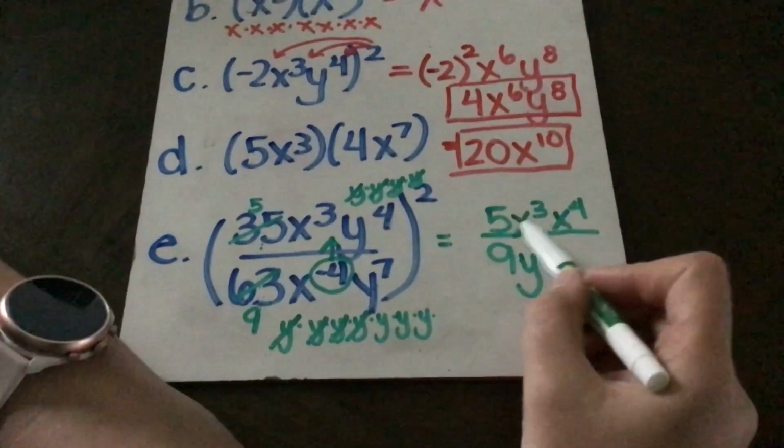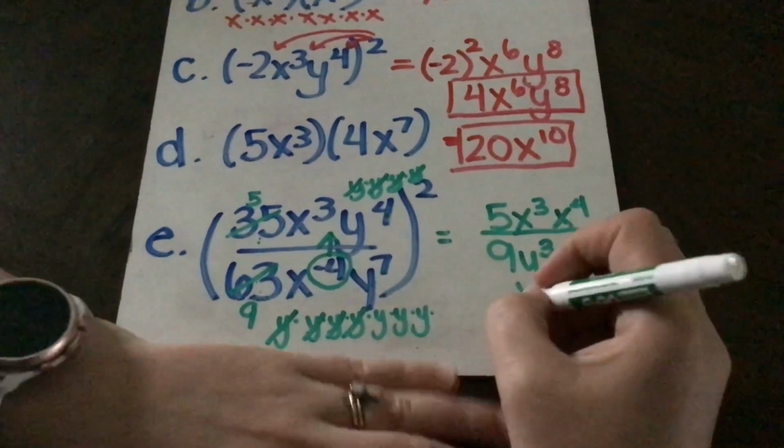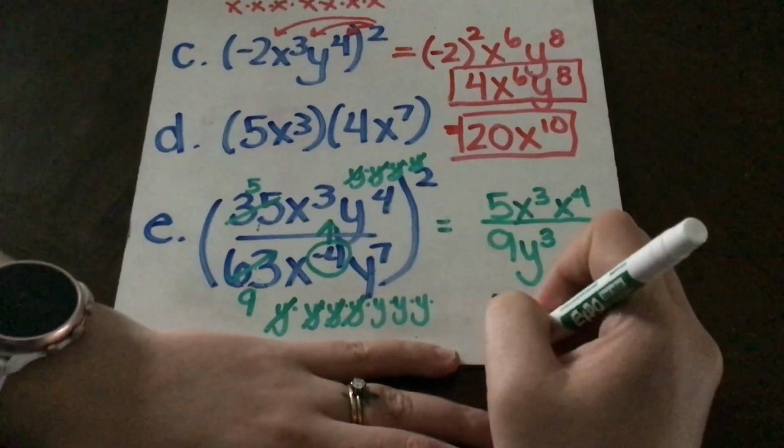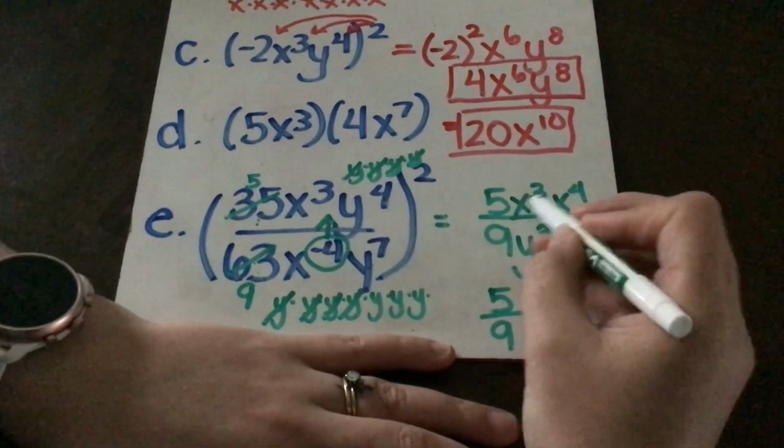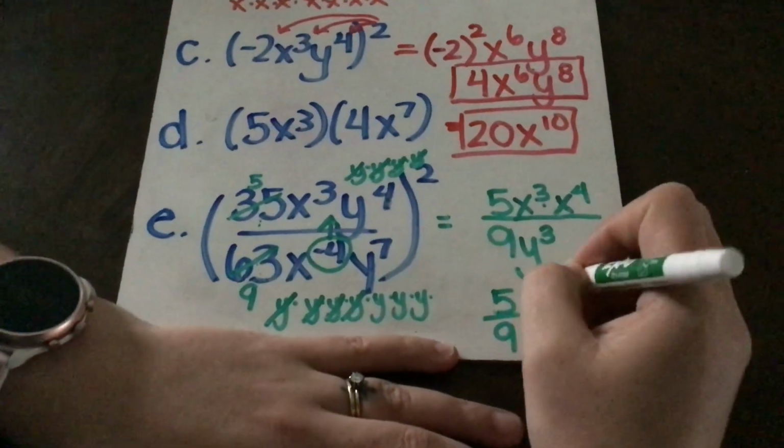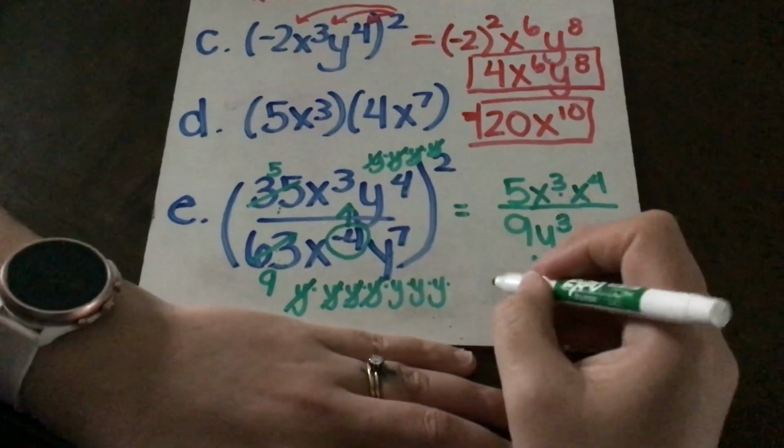Looks like to finish this up, all I need to do is combine these. So my 5 stays on top, my 9 stays on the bottom. Here I'm multiplying these, so I would add their exponents, and my y would be on the bottom.